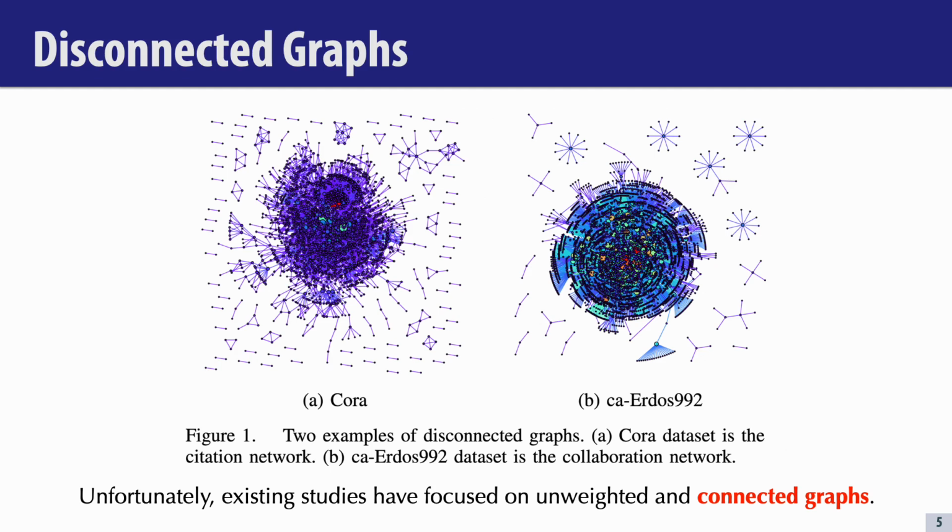This slide shows two examples of disconnected graphs. The image on the left is the Cora dataset, which is a citation network. A citation network is a directed graph that describes the citation within a collection of documents. Each vertex in the graph represents a document in the collection, and each edge is directed from one document toward another that it cites, or vice versa, depending on the specific implementation. Most real-world citation networks are directed graphs with directionality. Unfortunately, existing studies have focused on unweighted and connected graphs.